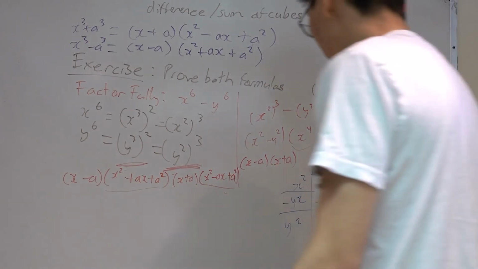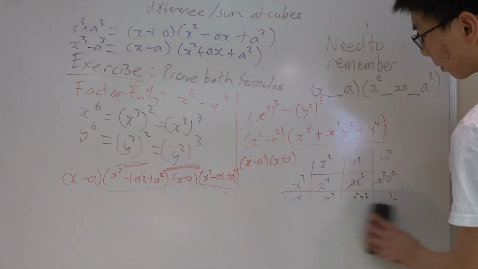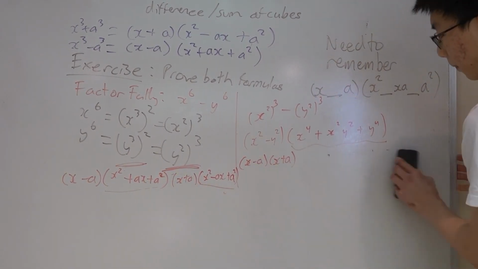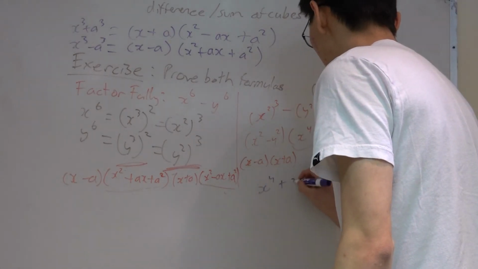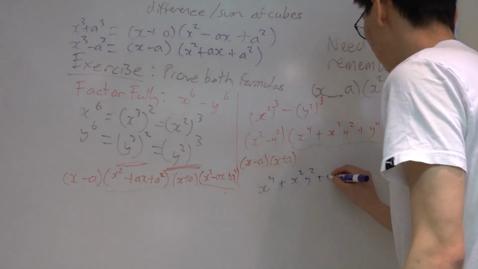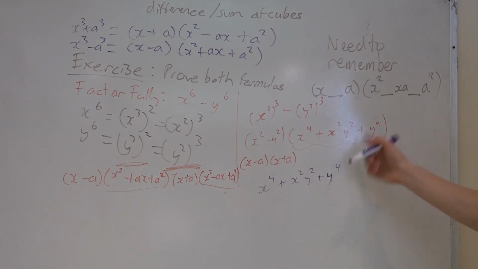So just in short, if I multiply these two things together, I know I wrote a's there, but I really meant to write y's. I get x to the 4 plus x squared y squared plus y to the 4. And that's exactly what we have up there. So they are the same, it's just very, very difficult to see.